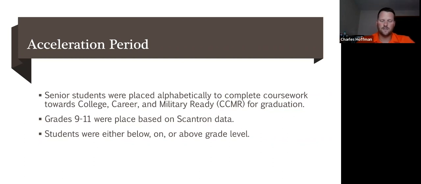So Scantron is an assessment that the students take. It's an interim assessment. Primarily in Calhoun County schools, we're supposed to take it 3 times a year, but this year we at Alexandria High School took this assessment 4 times. We took a beginning of year assessment, and then you're going to see in the PowerPoint, I labeled it fall and winter, and then end of year. So we have 4 interim assessments that we base these groups on. And students were either based below grade level, on grade level, or above grade level with that data.